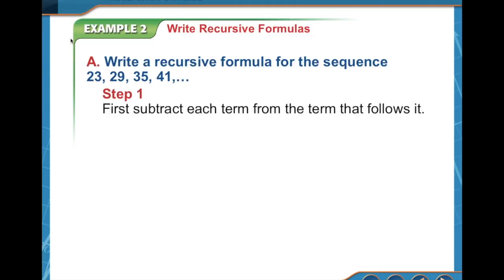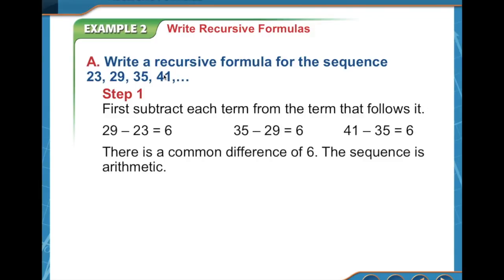Well, if you want to know if there's a common difference, are we adding something the same every time? Well, you can clearly see if I add 6, I get 29. If I add 6 again, I get 35. One more time, I get 41. So we're adding 6 every time. The common difference is 6. So the sequence is arithmetic. We've already worked through that a lot, so that is not new. This is an arithmetic sequence.